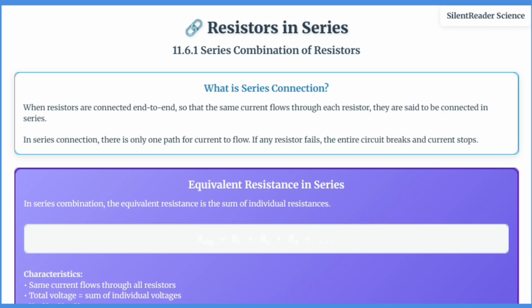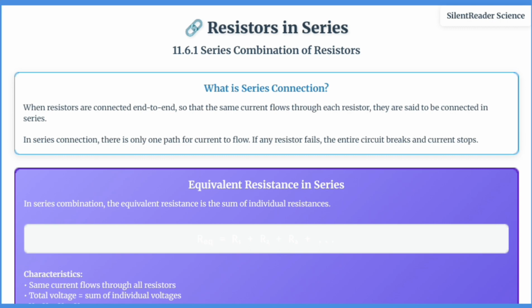Now let's explore how resistors behave when connected together in series. When resistors are connected end-to-end, so that the same current flows through each resistor, they are said to be connected in series. In series connection, there is only one path for current to flow. If any resistor fails, the entire circuit breaks and current stops. In series combination, the equivalent resistance is simply the sum of individual resistances.